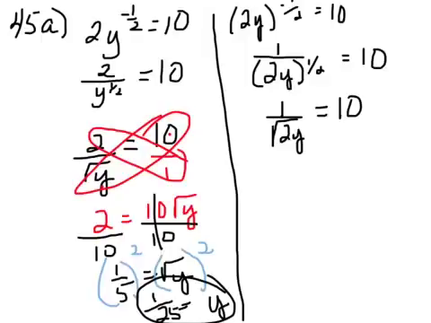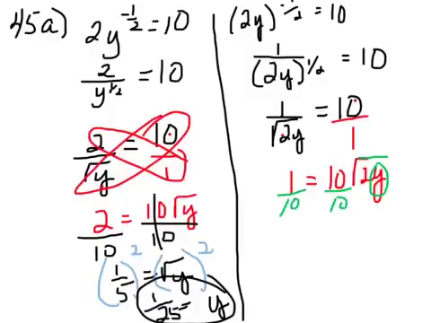And just like I did on the A part, let me turn this into a fraction on the right-hand side so I could cross multiply. 1 times 1 is 1. 10 times the square root of 2y is 10 square root of 2y. So I'm trying to get y by itself, and it's inside that radical there. So let me first get rid of the 10 by dividing both sides by 10. I have 1 over 10 now is equal to the square root of 2y.